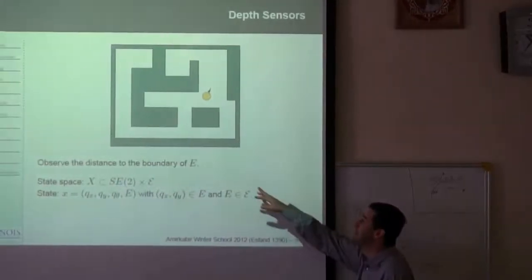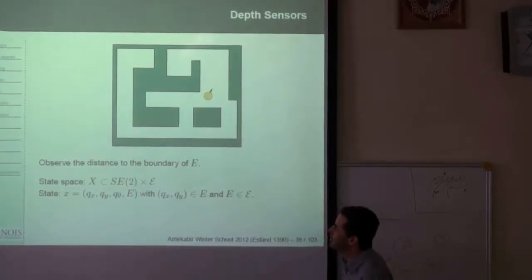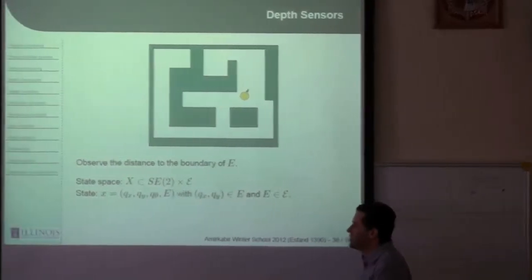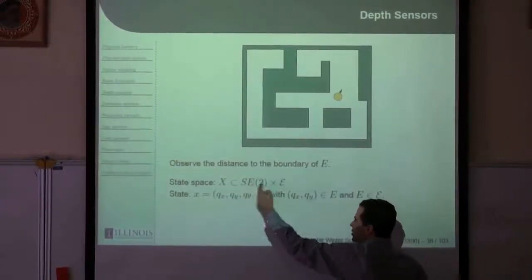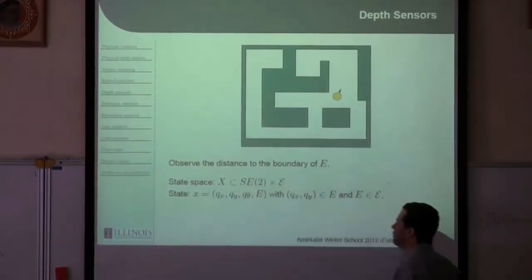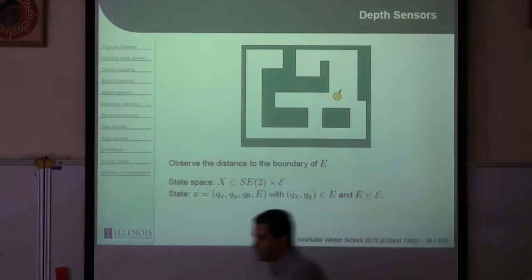Observe the distance to the boundary of E. So I have the boundary of the environment, and the state space for this could look like a subset of, remember this is positions and orientations, and this is a set of possible environments. So that's how it looks for a very simple depth sensor.